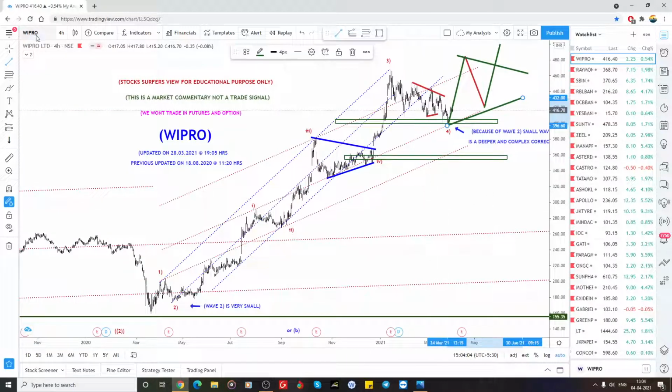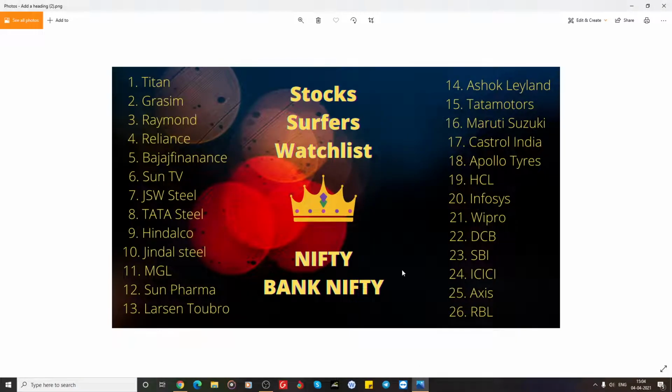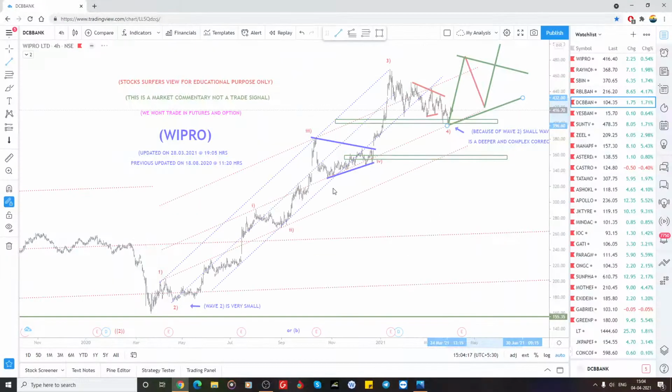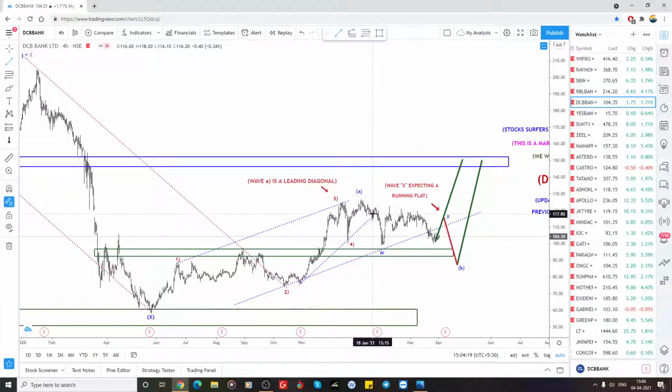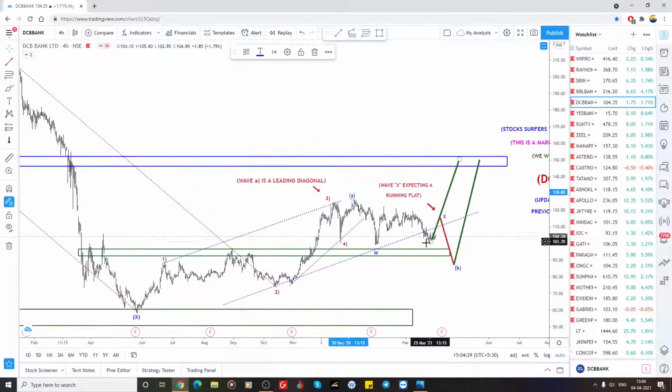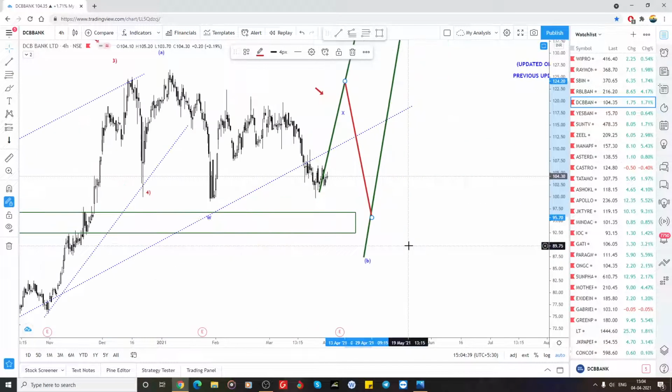So let's try. And what else? I think we are in the bank sectors. Yes, and we will move to DCB, SBI. So DCB also I have changed. I think I have explained that in the previous weekly analysis. 1, 2, 3, 4, 5 got completed here itself, and then the A, and beyond that the B wave. So whether it is going to be A, B, and C as a regular running flat, or it could be an expanded flat. No, it's not yet.